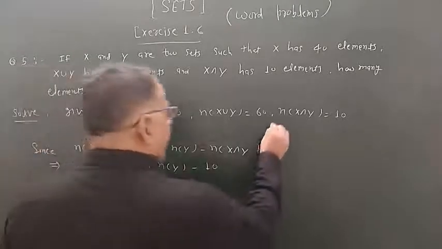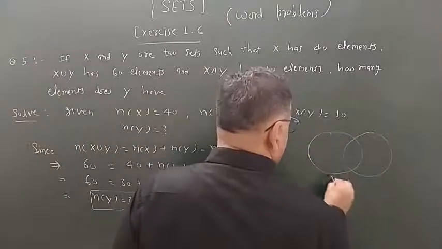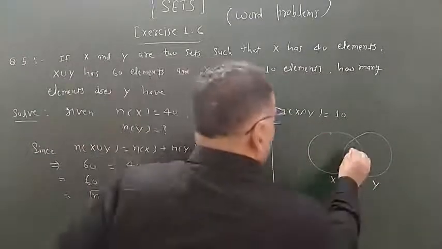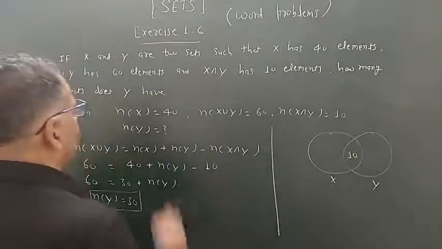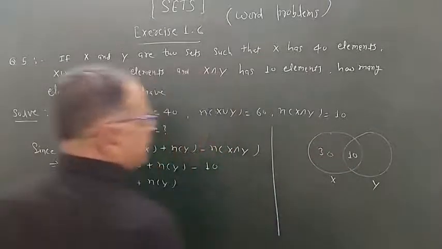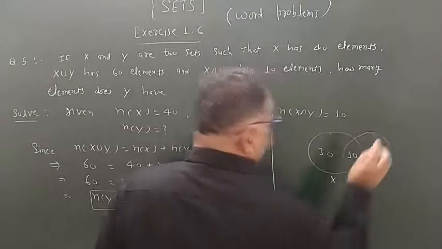If we use the Venn diagram method, we take two sets here, x and y. The common elements are 10, so put the value 10 there. n(x) equal to 40, and 10 are there, so the remaining 30 are there. We don't know what is there, so put the value c there.